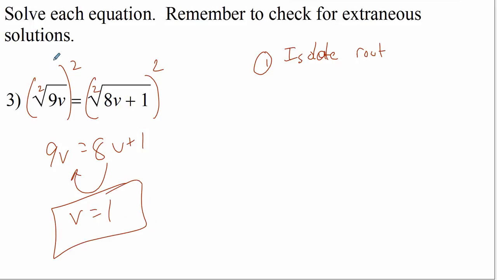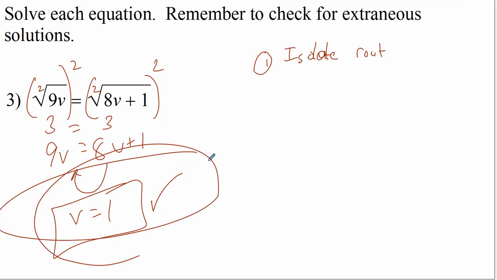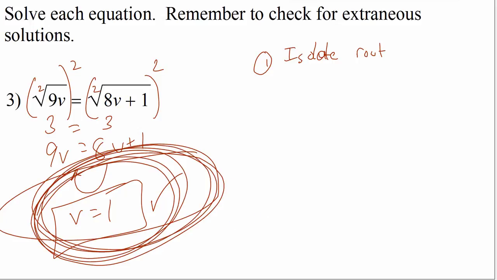Let's see if it works. 9 times 1 is 9, square root of 9 is 3. 8 times 1 is 8, plus 1 is 9, square root of 9 is 3. That works. This is my answer right there. Let's go on to some more.